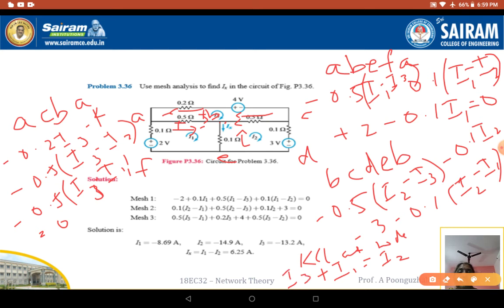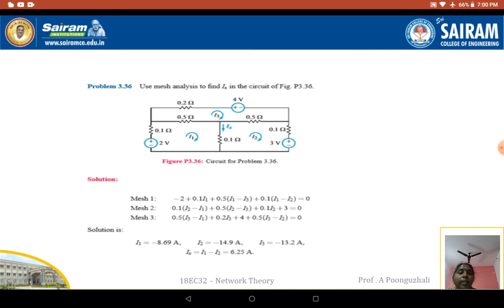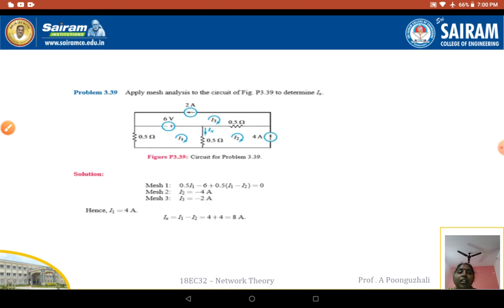So here in this case, only this node B we are going to consider. This is your I2 current. So the current that is going to flow here is going to be I2. So I1 is equal to I2 plus Ix. So Ix is equal to I1 minus I2, that is nothing but 6.25 amps there. So this is how we have to find out your Ix current.